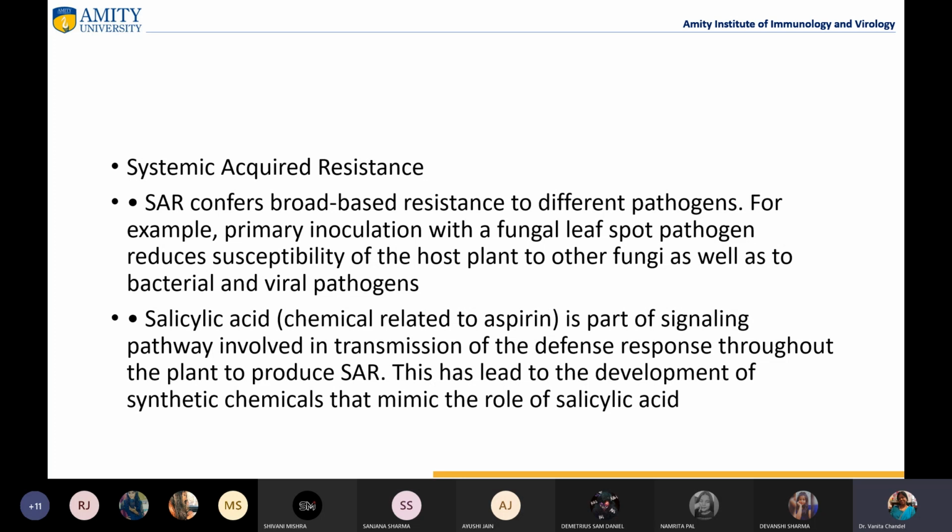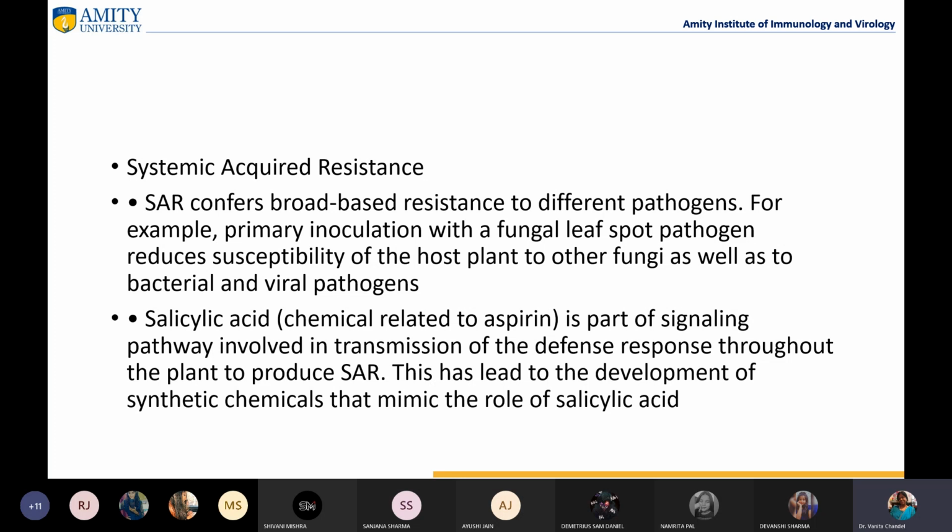So what is systemic acquired resistance? Again, this is a broad-based resistance to different pathogens, right? For example, if there is a primary inoculation with a fungal leaf spot pathogen, it reduces the susceptibility of the host plant to other fungi as well as to bacterial and viral pathogens, right? So how does this happen?